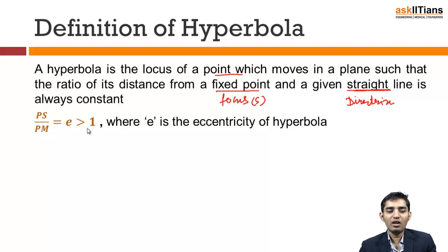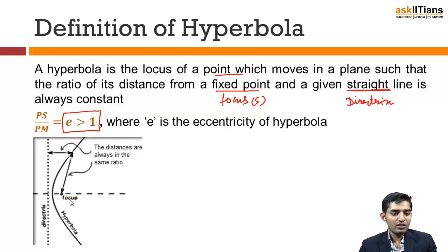In the case of hyperbola, eccentricity is greater than 1. You have seen that in the case of parabola, eccentricity is equal to 1, and in the case of ellipse, eccentricity is less than 1. In the case of hyperbola, we have eccentricity greater than 1. So if this fixed ratio is greater than 1, we get a hyperbola, a hyperbolic curve.